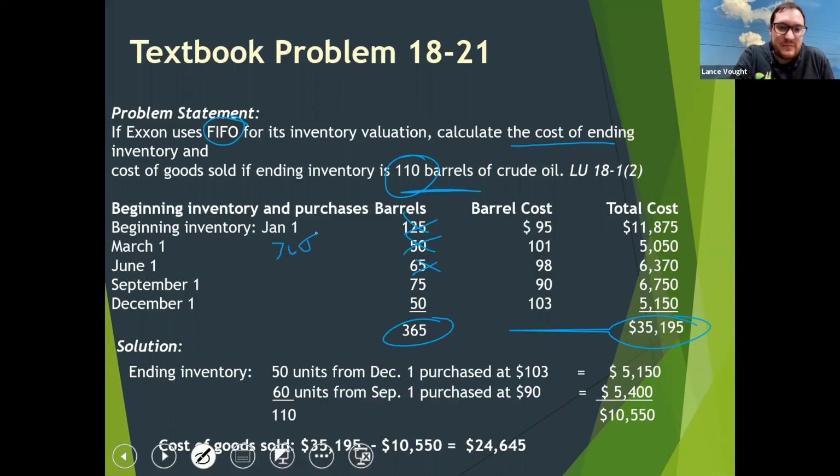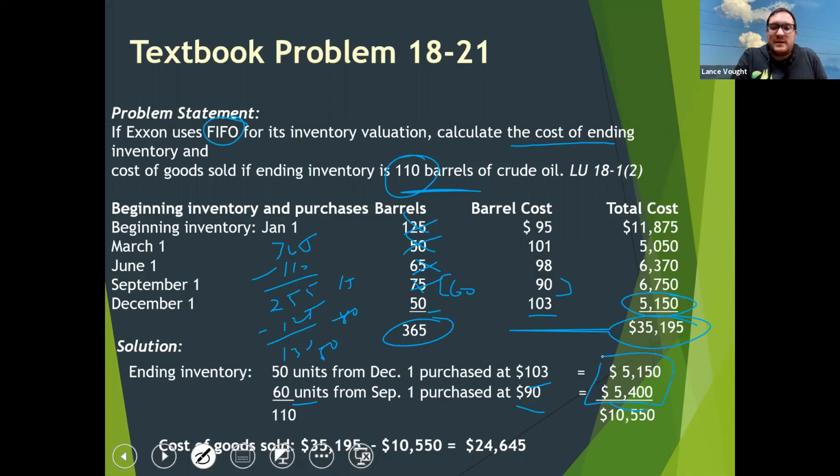So 365 minus 110 gives us 255. Minus 125 gives us 130. Minus 50 gives us 80. Minus 65 gives us 15. Okay, so that means 15 are coming out of this one, which leaves us with 60. And so the cost of the ending inventory is going to be the sum of 60 times 90, which is what we have listed first here, and 50 times 103, which is 5,150. 60 times 90 is 5,400, not 6,750, because 15 of them were sold.